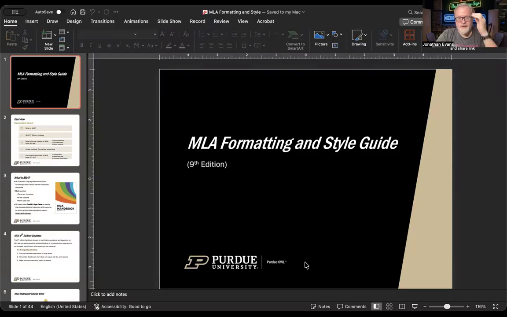Okay, folks, let's talk a little bit about MLA formatting, because it is important for us to start to understand this in order to move forward with some of the stuff we've been talking about the last couple days. So let me start up this slideshow.